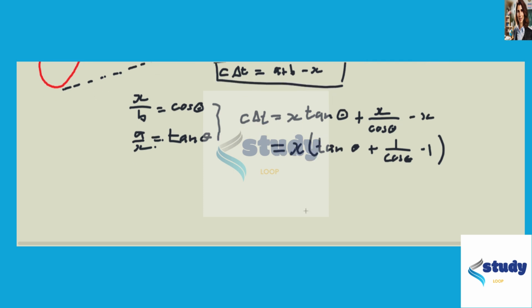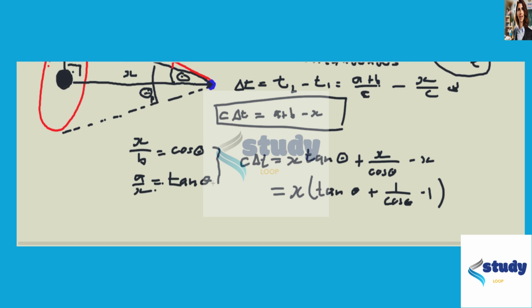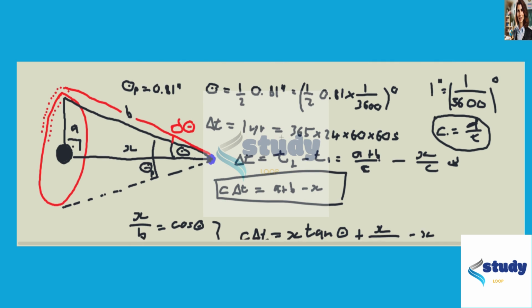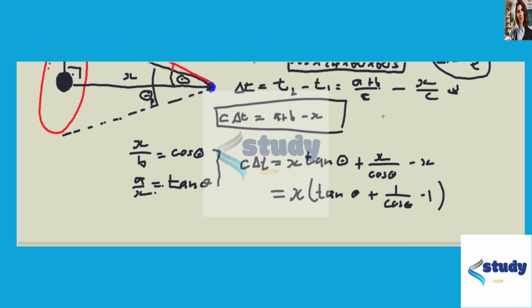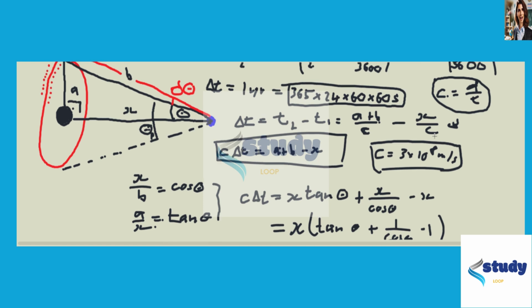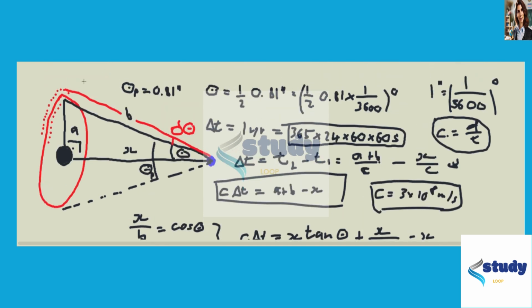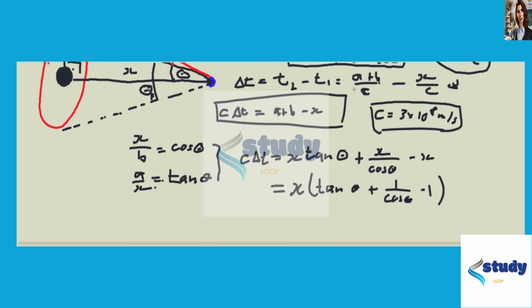Okay, so now what we do is we plug in our value for delta t, which is 1 year, and written in terms of seconds is equal to this value. We use the speed of light, which is just the usual 3 times 10 to the 8 meters per second. So we use this value, and we use this value of the angle theta, which is a half times 0.81 divided by 3,600 degrees.